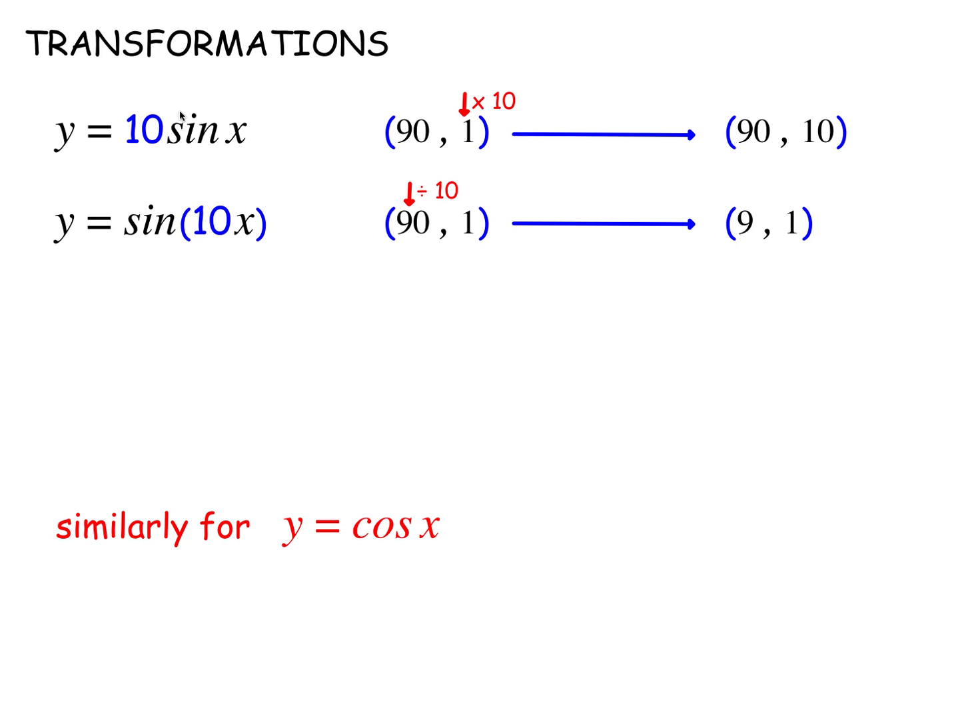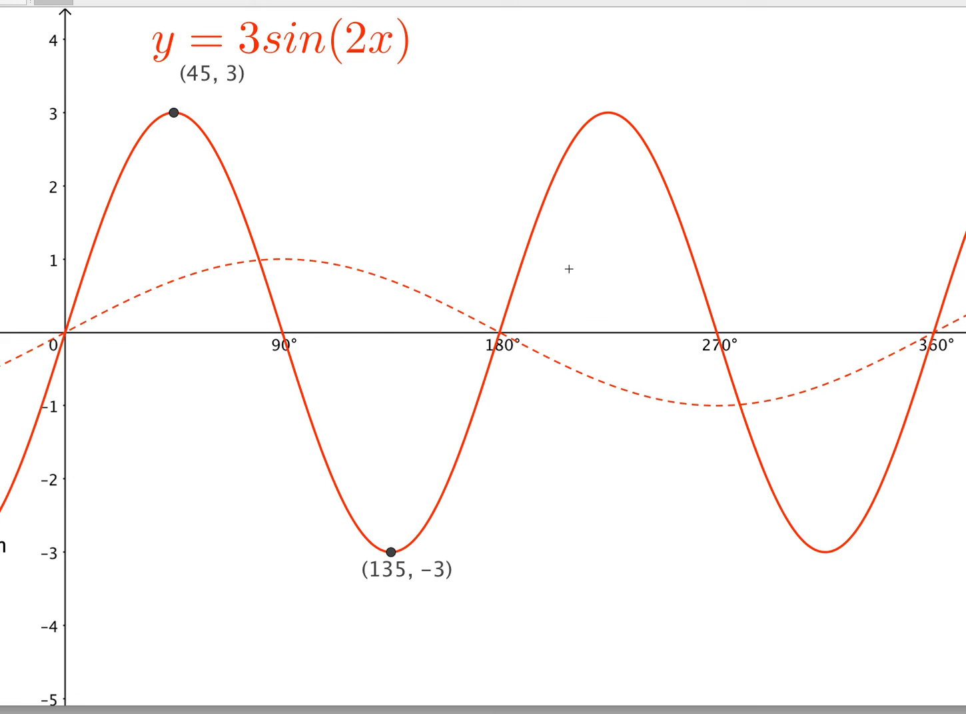Sitting over all the function, the y coordinate is affected, because sine x is the output. The y coordinate gets changed here, being multiplied by 10. Here it's the input that's being affected. We divide the input by 10, and that changes the x coordinate. Now the same happens if you're dealing with the cosine function.